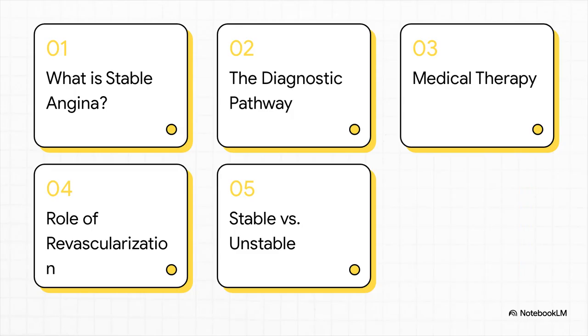So here's our game plan. We'll start with the fundamental definition. Then we'll walk through the entire diagnostic pathway. After that, we'll cover the go-to medical therapies and talk about when things like stents or surgery come into play. And we'll wrap it all up with a super high-yield recap to really nail down the differences between stable and unstable syndromes. All right, let's dive in.